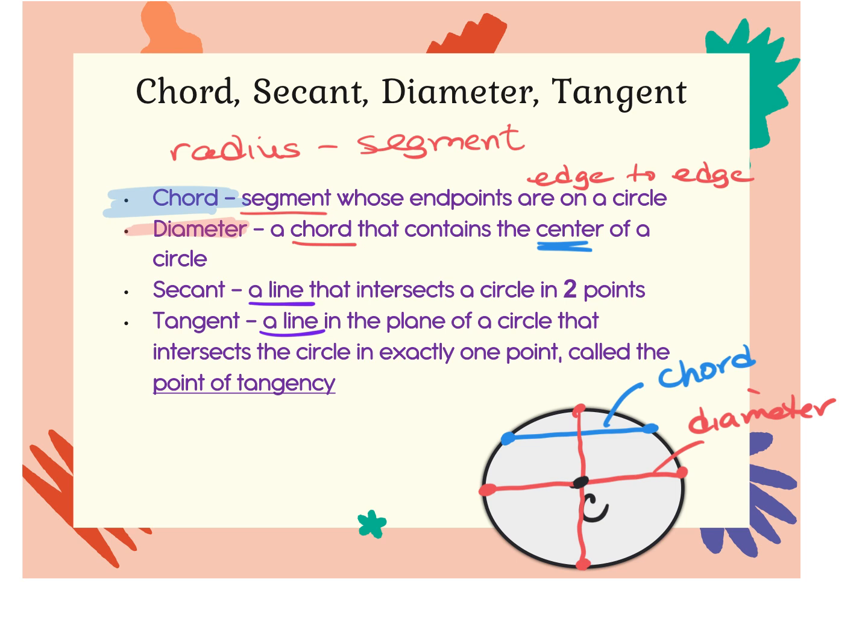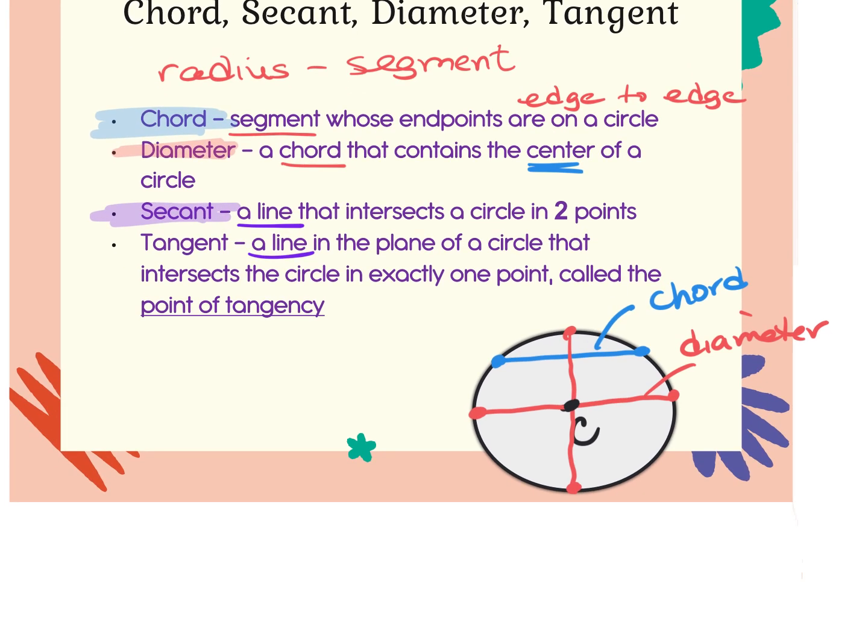Next, I'm going to draw in a secant. And the secant is a line that hits the circle in 2 points. So a secant, I could draw it this way. And notice it hits the circle here and here. And a secant is a line.